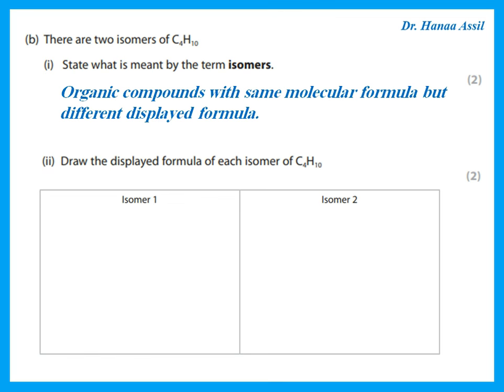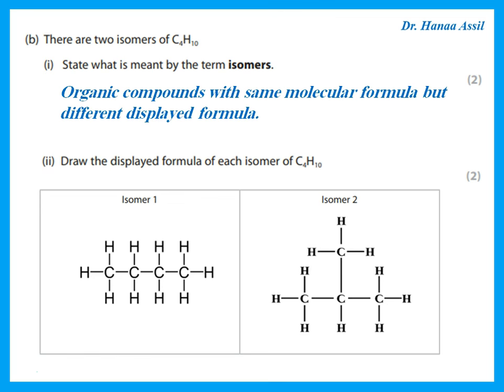How do we draw an isomer of an alkane? Remember, alkanes have only single bonds between the carbons. So if I want to draw the isomer of C4H10, either I draw all the 4 carbons in a straight chain, so this is one isomer, or I draw 3 carbons and the 4th is a branch in the middle, so that is the second isomer. Please be familiar with these.